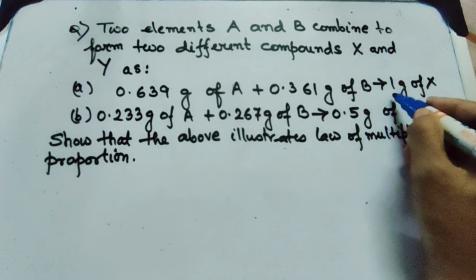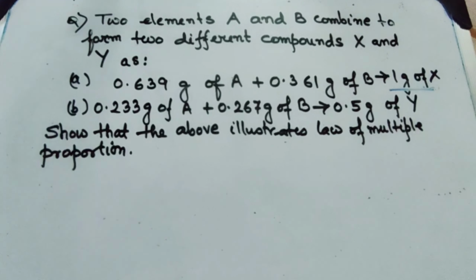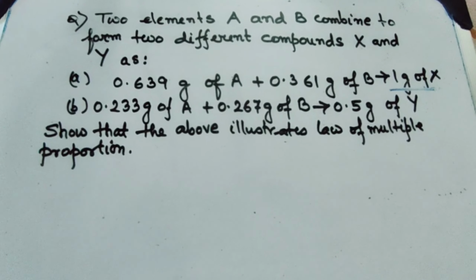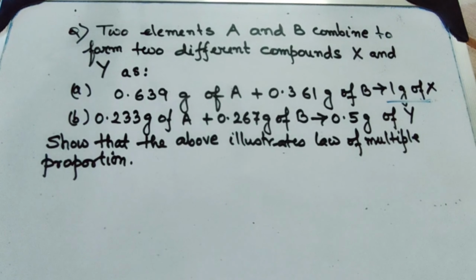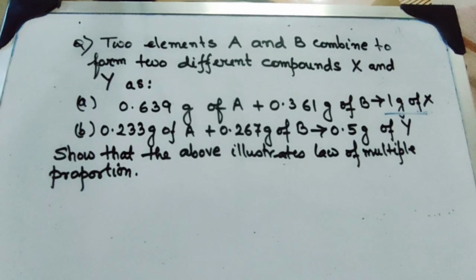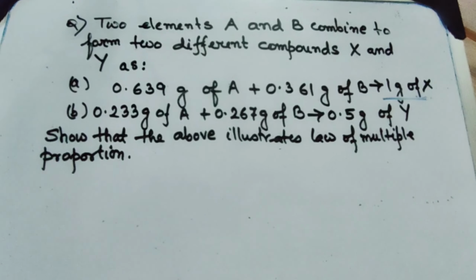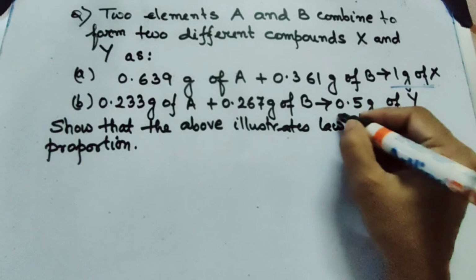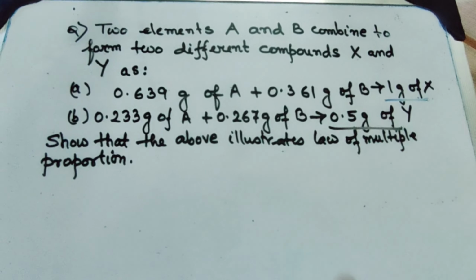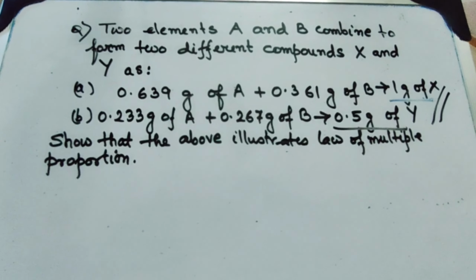Now how are these X and Y? 1 gram of X contains 0.639 gram of A and 0.361 gram of B, whereas 0.5 gram of Y contains 0.233 gram of A and 0.267 gram of B. Now you have to show that this data is in accordance with the law of multiple proportion.